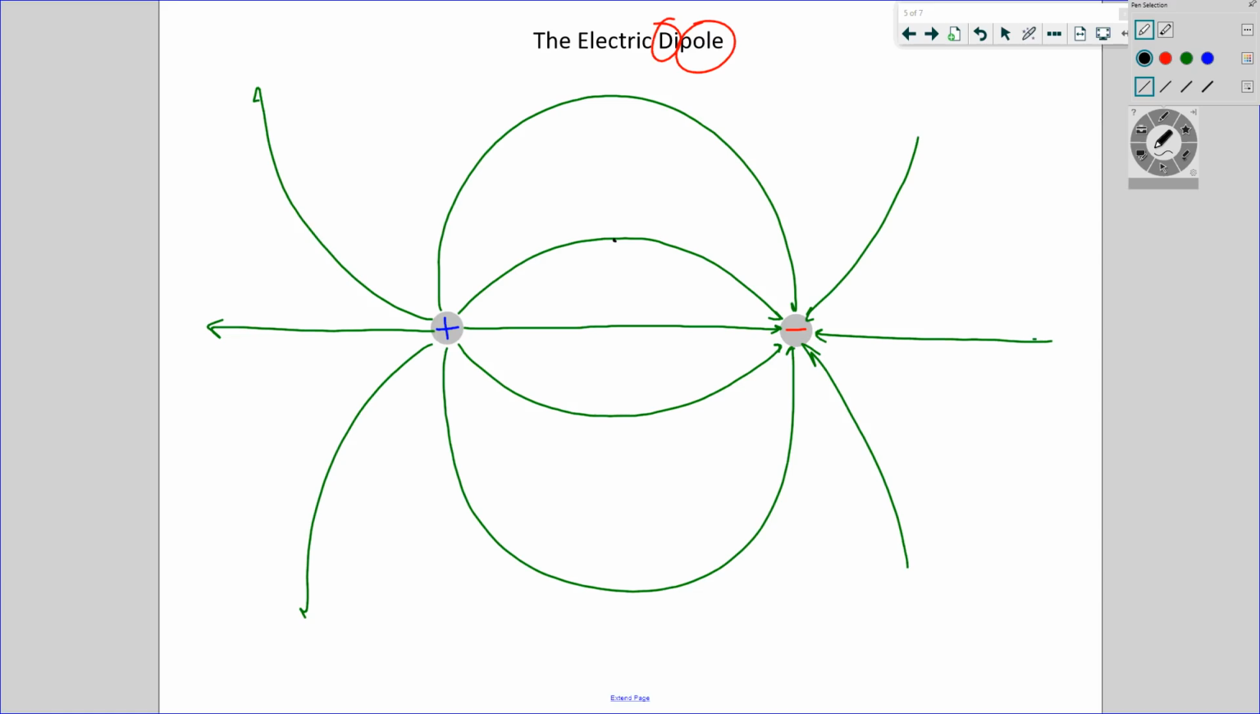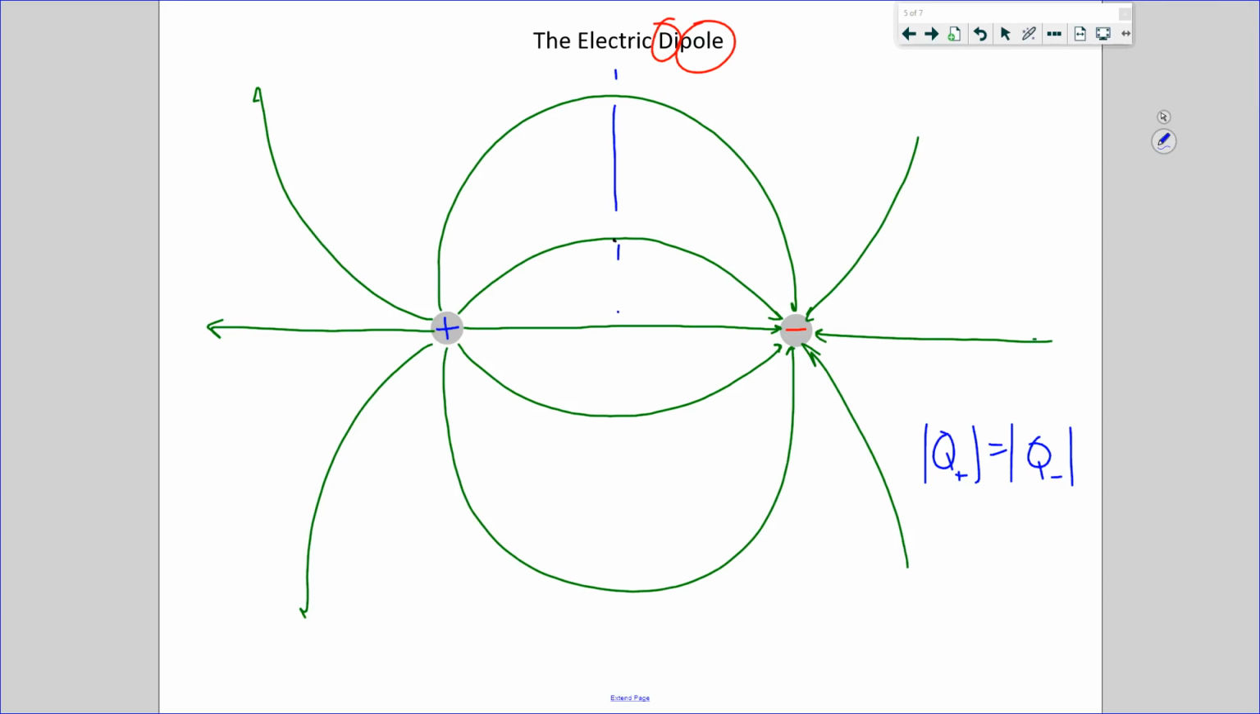How about there? Here, and again, this does assume that Q positive and Q negative are the same magnitude of charge. That's why this field is symmetrical. And I mean symmetrical about that axis as well, certainly, is this one.